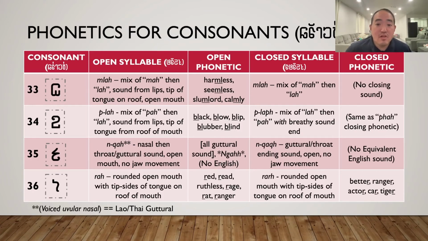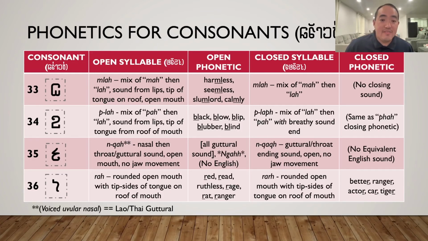Okay. Now for the closed sound, it'll be blap. Again, it's a mixture of la and the ba, but with the ending p sound, and it has more of a breathy ending sound. The closed phonetic is just the same as pop, but with a la, like plop. And that's how you'll pronounce the blah closing phonetic. Blah, plop.